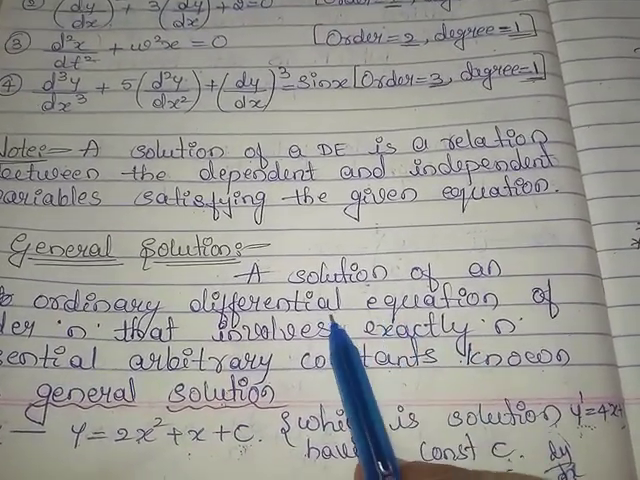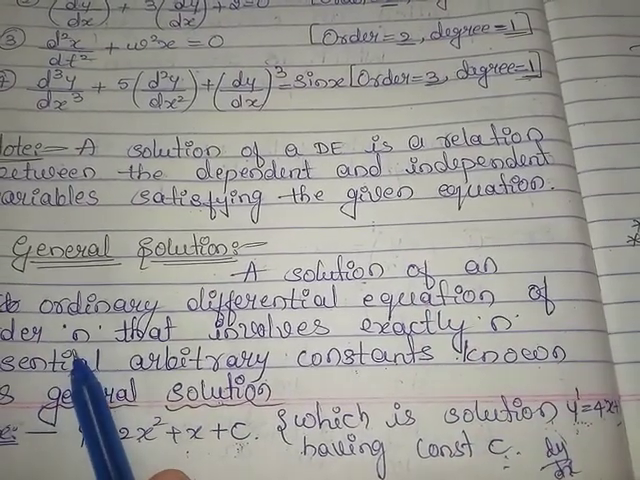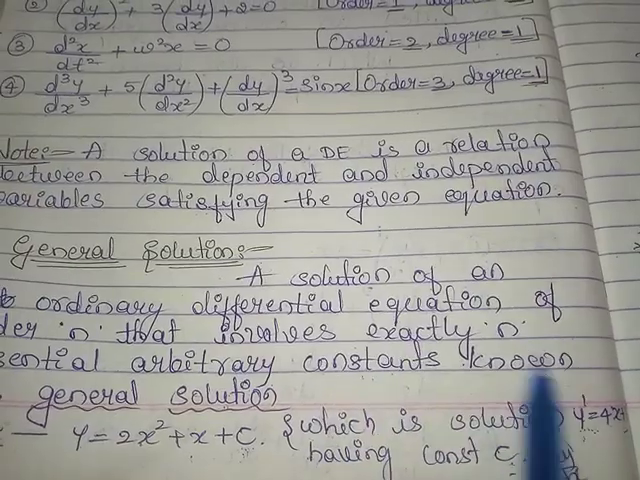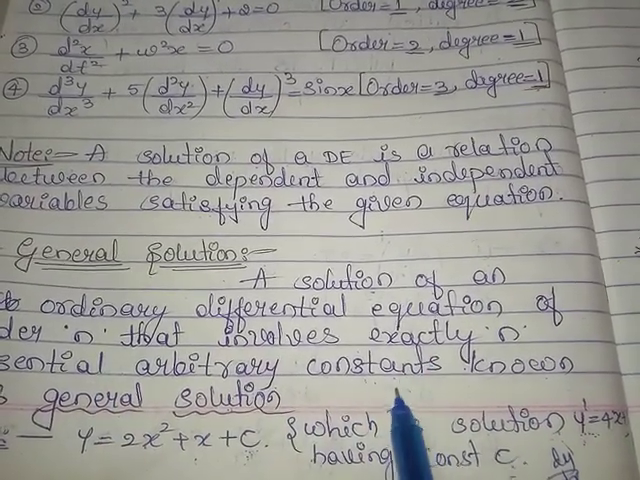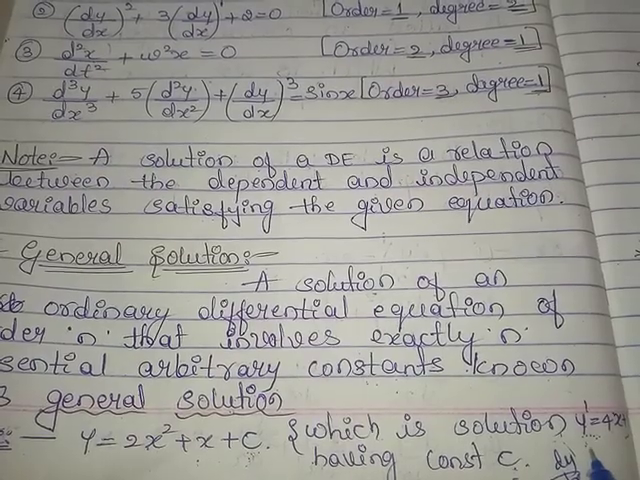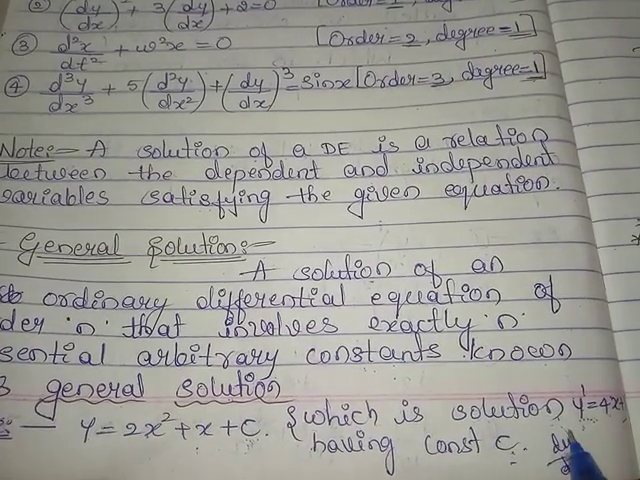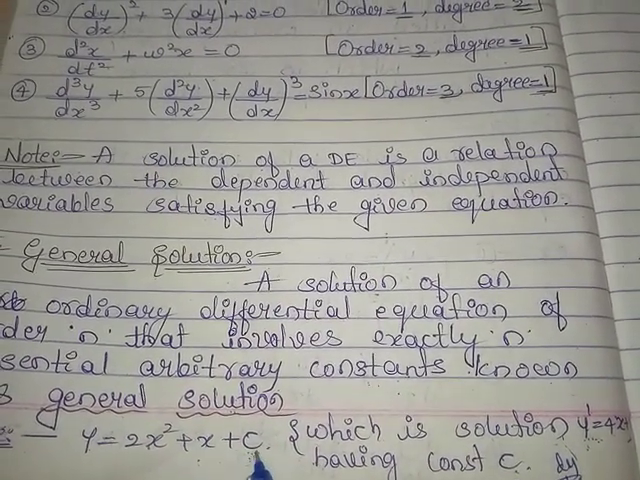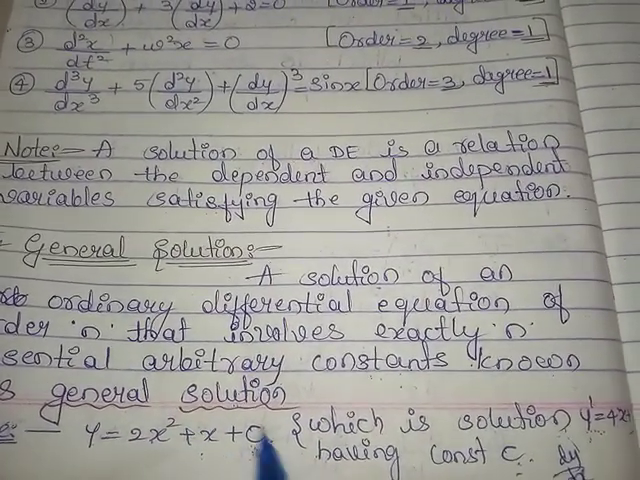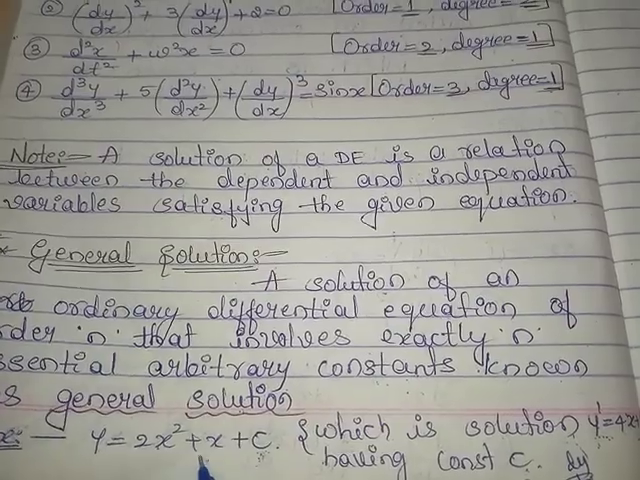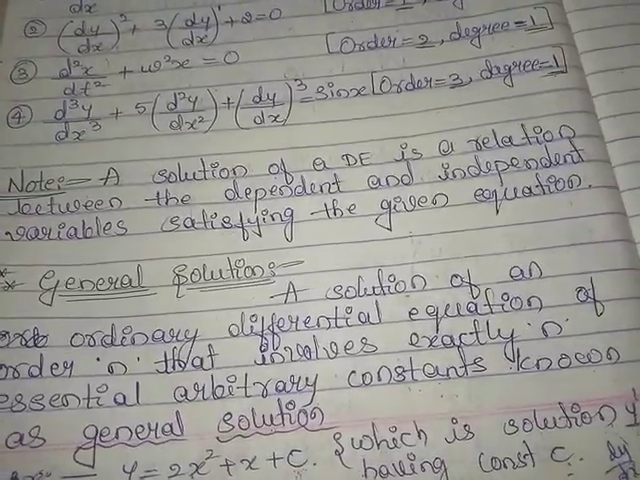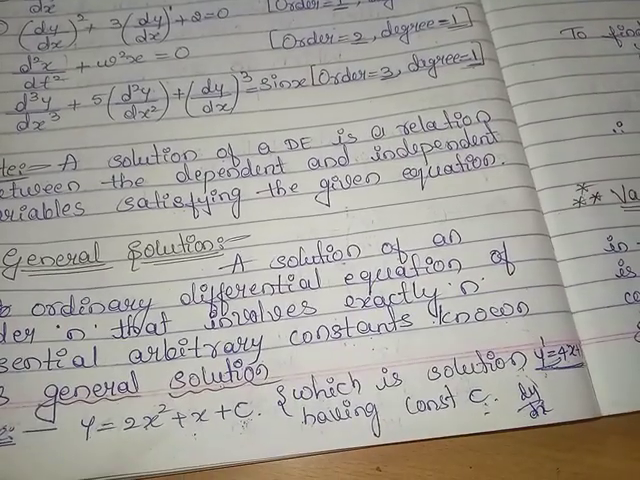See what is the definition? A differential equation of order n that involves exactly n essential arbitrary constants. Okay, see here the order of the differential equation is 1 and after solving we get one arbitrary constant. Then this solution is called the general solution for this given differential equation.